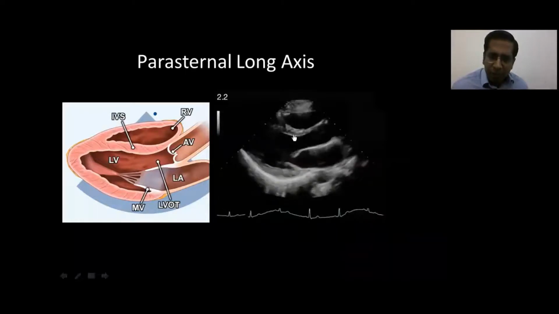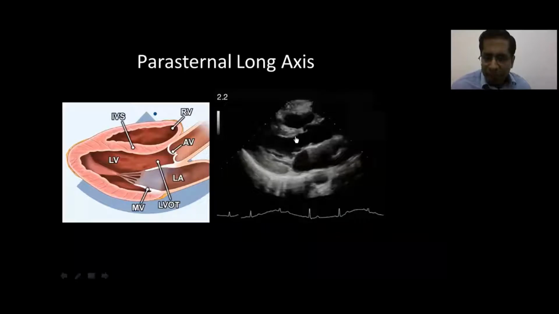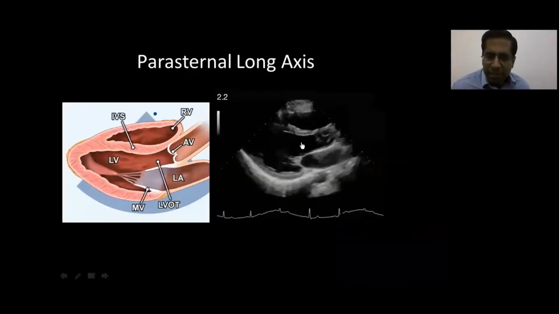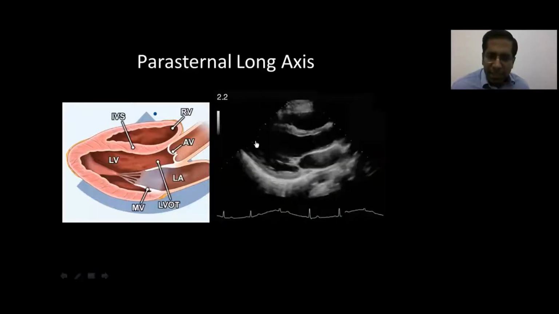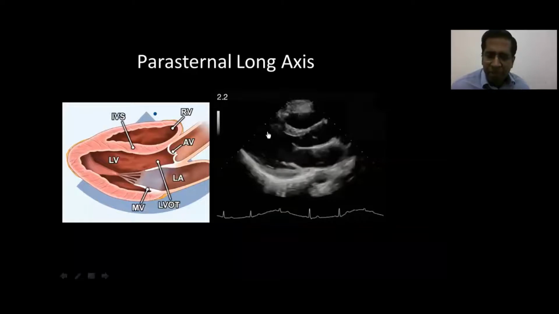Now, the characteristics of a good image in the parasternal long axis, this being the first image. It's very important to optimize your image and get a good view here. So what is a good view? One thing is that you don't see the apex generally in this particular view. If you see the apex here, then that means that you are low down. You probably need to move an intercostal space up.